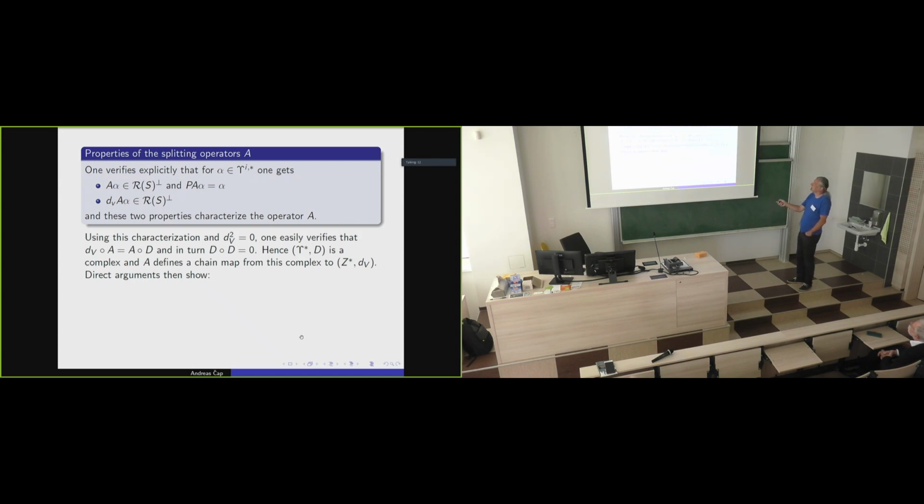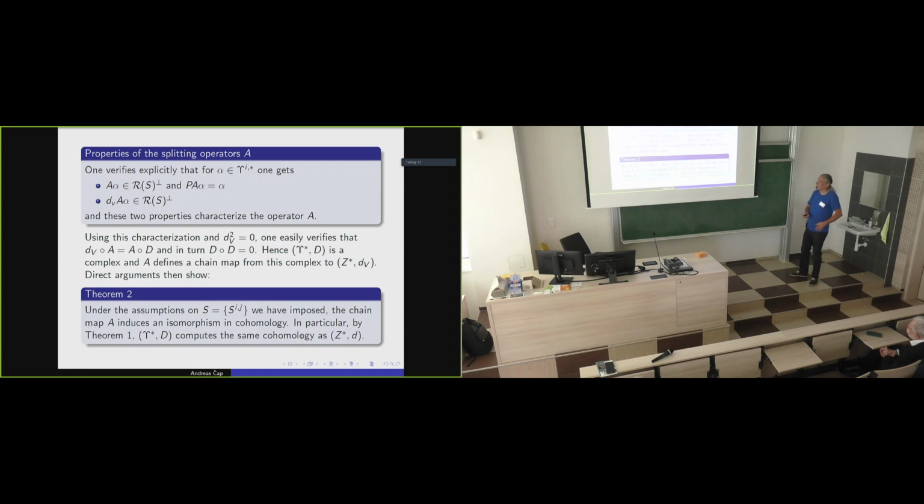So this epsilon star D is a complex, and actually this equation here, dV composed with A is A composed with D, exactly tells us that A defines a complex map from this back to the complex defined by dV. And then you can go through the usual arguments with lowest homogeneous components and stuff like that. And what you prove is, under the assumptions that we have made, this chain map A induces an isomorphism in cohomology. So in particular, this complex epsilon D computes the same cohomology as the sum of all the rows of the original complex. If this is something that you understand well, you know what the cohomology of this epsilon star D is.